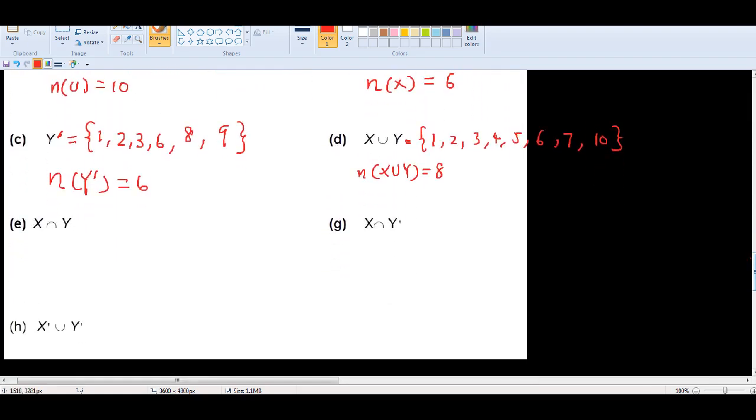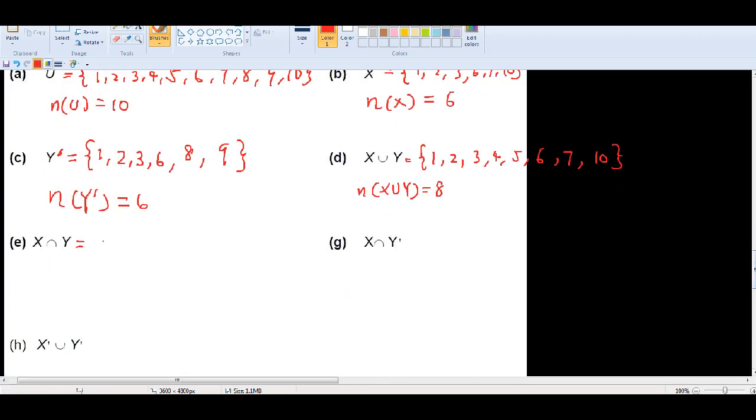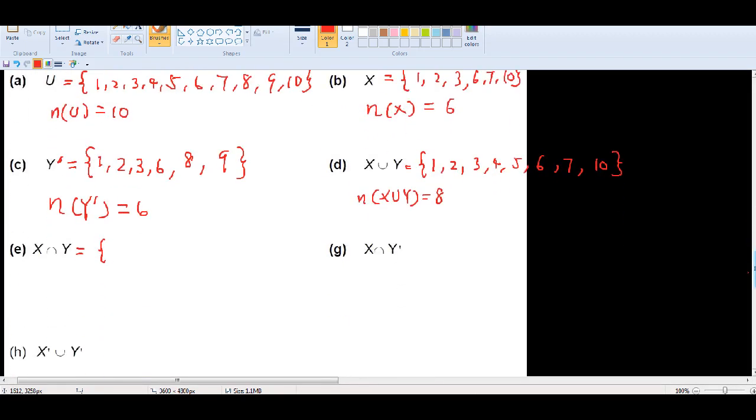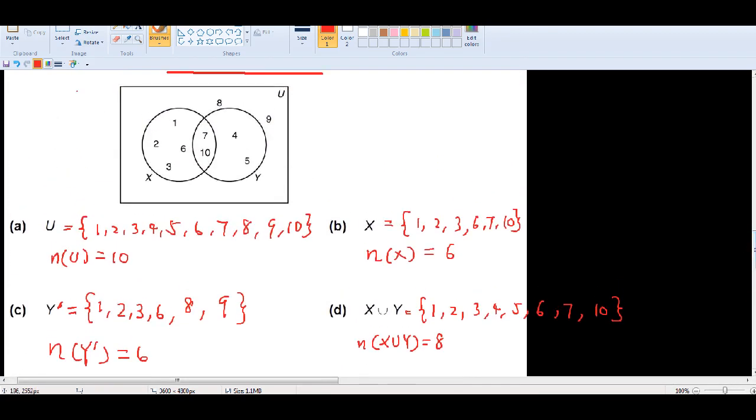Okay, so still remember this? That means the intersection. That means in both X and Y. That means the common area. Normally the intersection gives you a smaller set. Okay, 7, 10. So it's 2. All right, X and not Y. So it's the intersection between X and not Y.